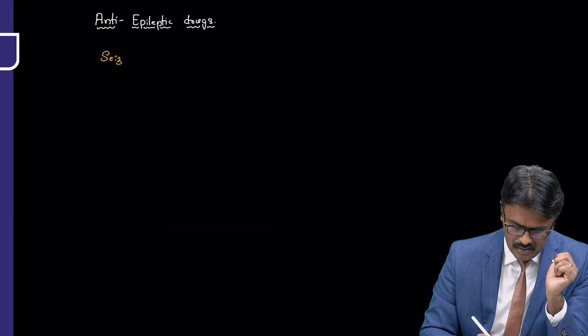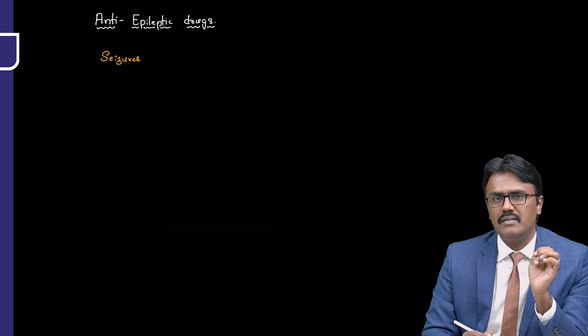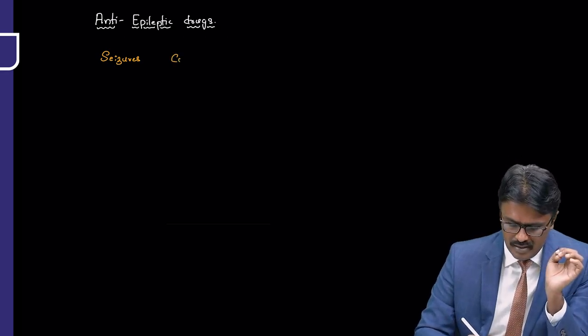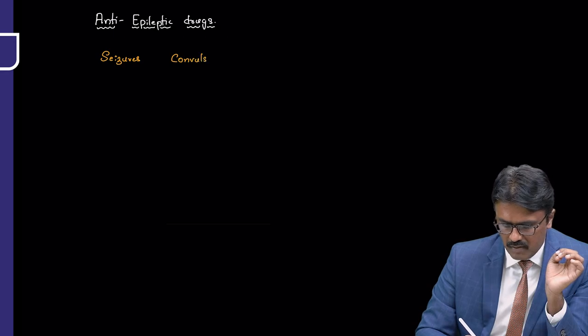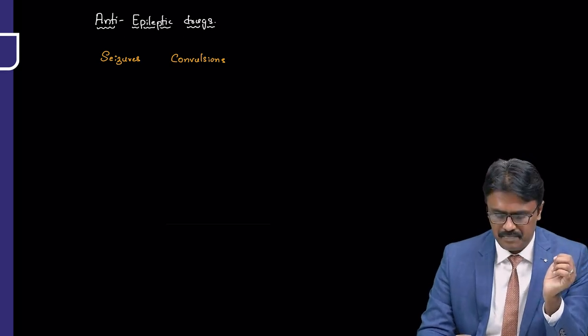Seizures. So seizure is an electrical activity that is stimulating the brain to fire continuously. Then convulsions are the ones which you see because of seizures. So what you see, the generalized tonic-clonic seizure, what a patient is doing, that is what we see.